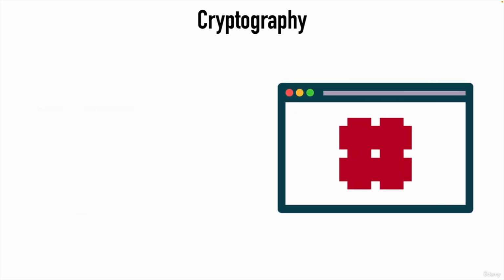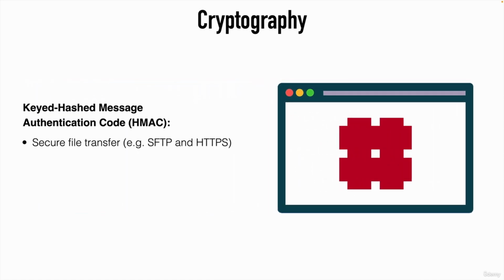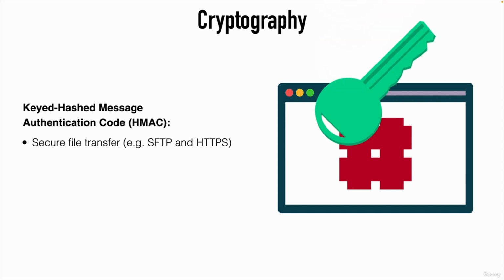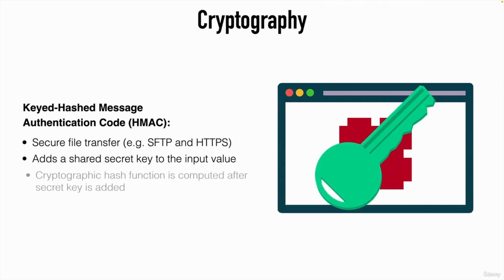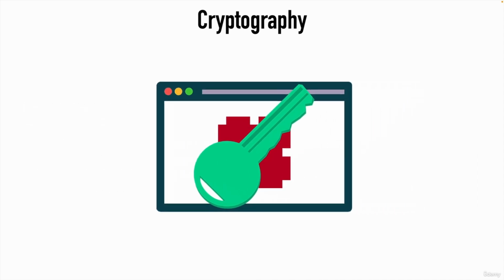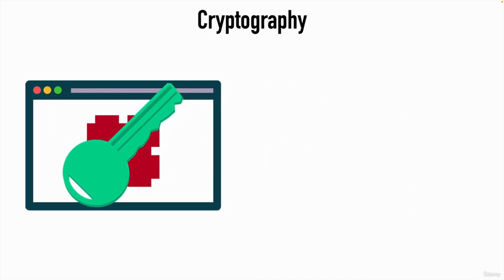Hash algorithms are also commonly used for secure file transfer with protocols such as SFTP and HTTPS, for example. In secure file transfer protocols, this is achieved through a mechanism known as Keyed Hashed Message Authentication Code, or HMAC. This authentication method adds a shared secret key to the input value before the input value is run through the cryptographic hash function. Using our previous example, this would look like the following.